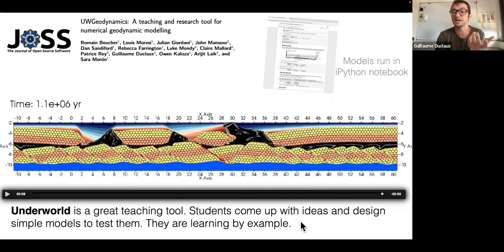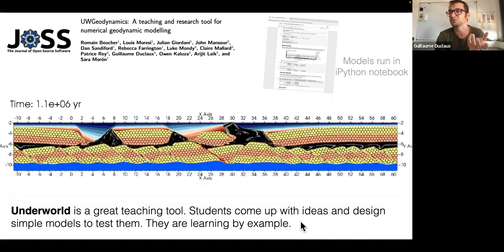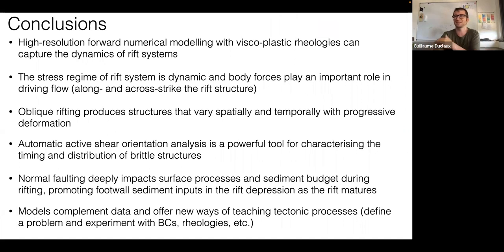Students are very engaged, massively, with these tools, and you can run it on a simple computer. You don't need HPC for that. That's it. I stop on that. Thank you very much, and I'm open for any questions.